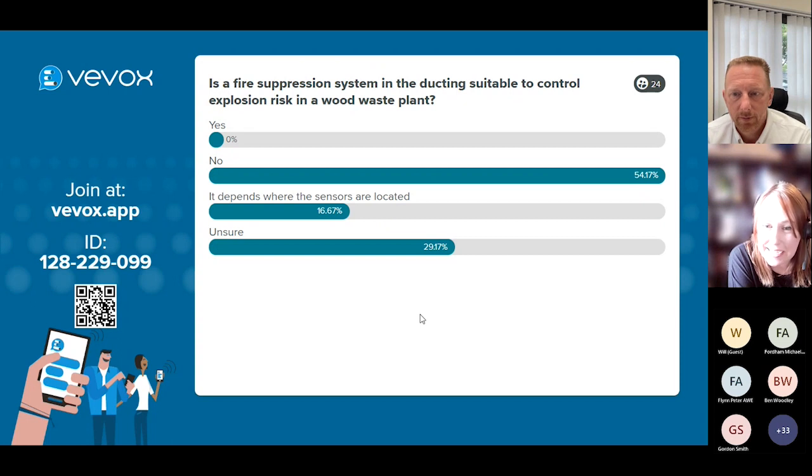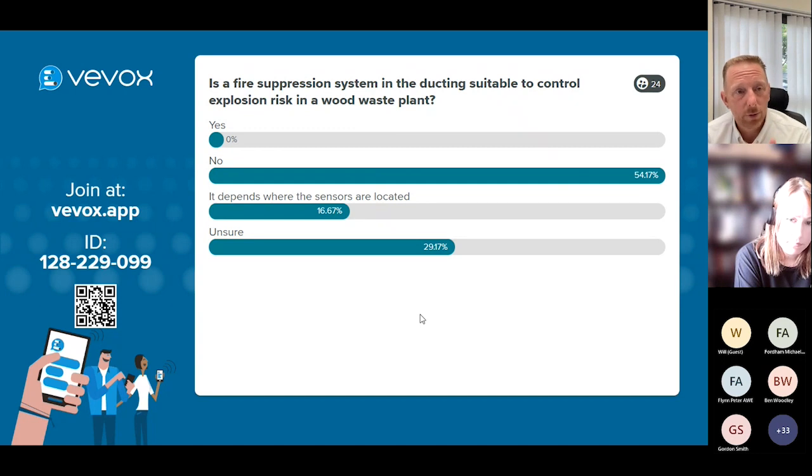So I'll read out some of the comments. Fire suppression will only be activated once there is an explosion and the pressure would need to vent. Yep. Even if interlocked, there is a time delay for signals being sent, maybe just a couple of seconds, but that's enough. So for me, and I'm reading through Rob's comments there, it's a no. I don't think that on its own is enough.